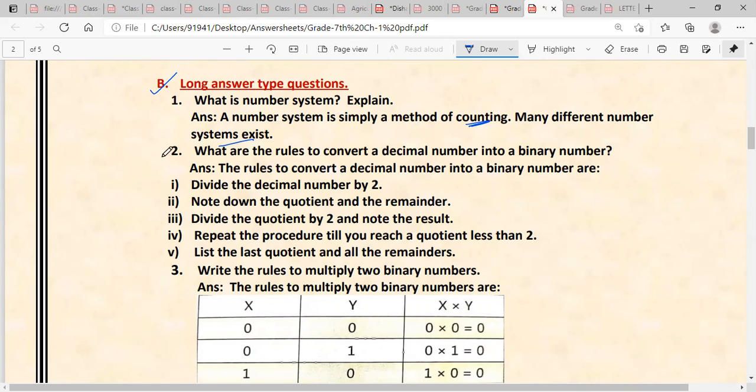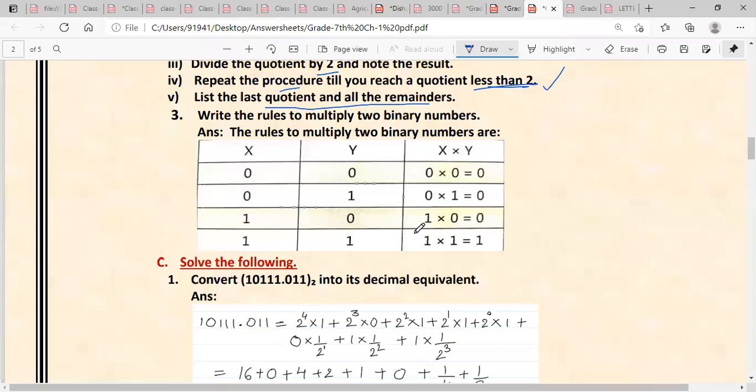Now next is, what are the rules to convert the decimal number into a binary number? Okay, now divide the decimal number first by 2 and note down the quotient and remainder. Then again divide the quotient by 2 and note the result, and then repeat the procedure till you reach a quotient less than 2. Okay, you have to stop here when you reach a quotient less than 2 and list your last quotient and remainder. Okay, these are the rules to convert a decimal number into a binary number.